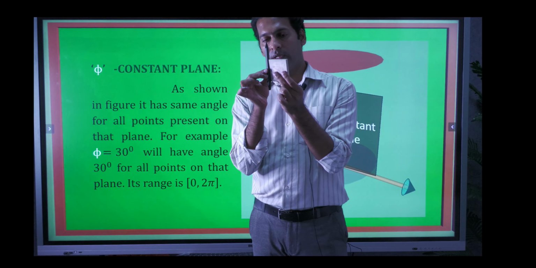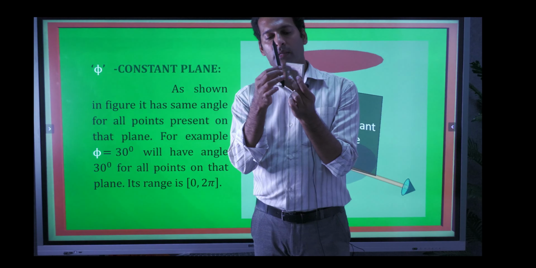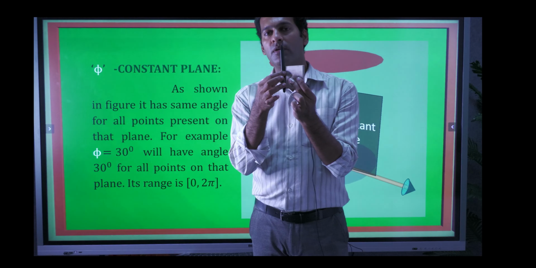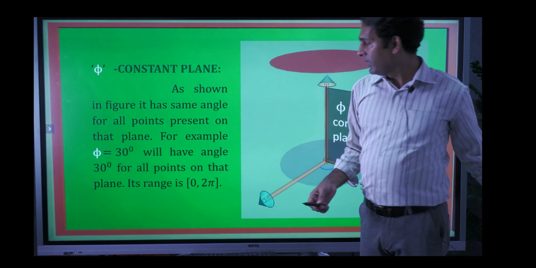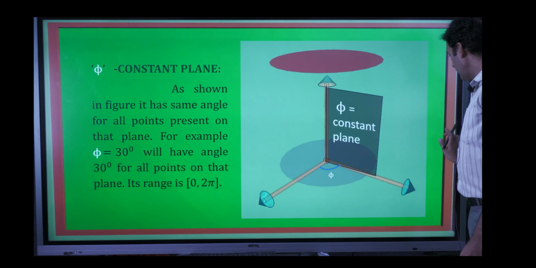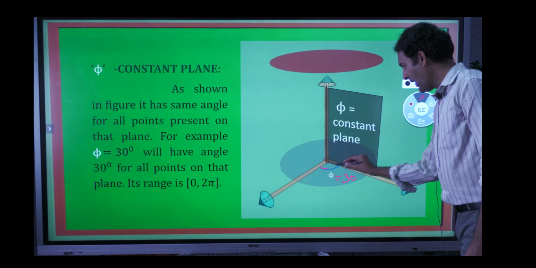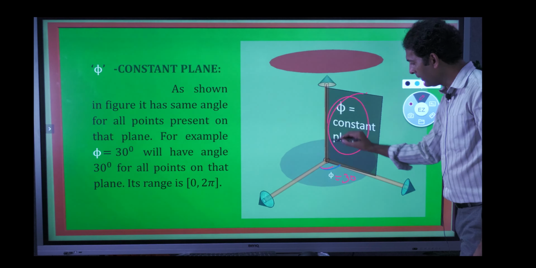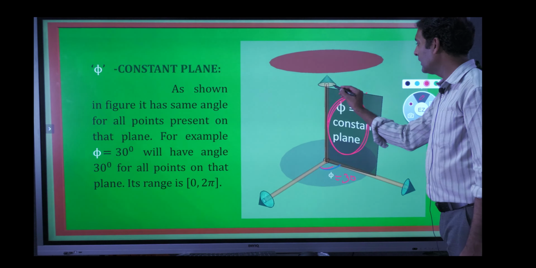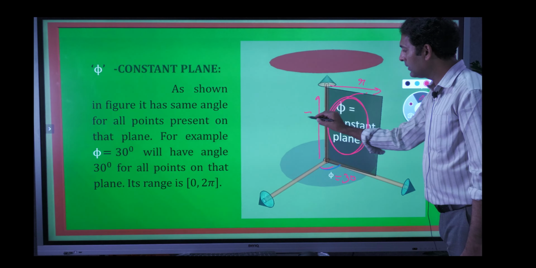But if we consider one point, this plane making some angle, that will be constant for the entire plane. Suppose this is phi equal to 45 degrees, then for this entire plane phi will be equal to 45. So this will be considered the phi constant plane. So here, if phi is equal to 30 degrees, then for this entire plane phi will be constant, that value will be 30 degrees only. But other values will be changing. Here r is changing, here z is changing.